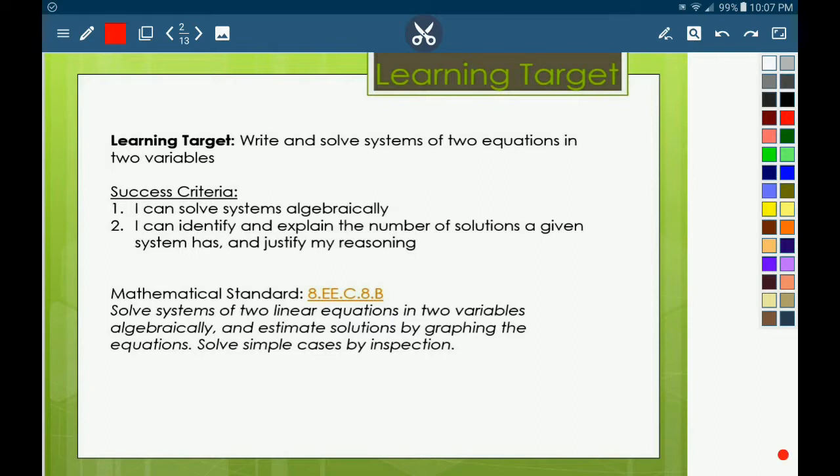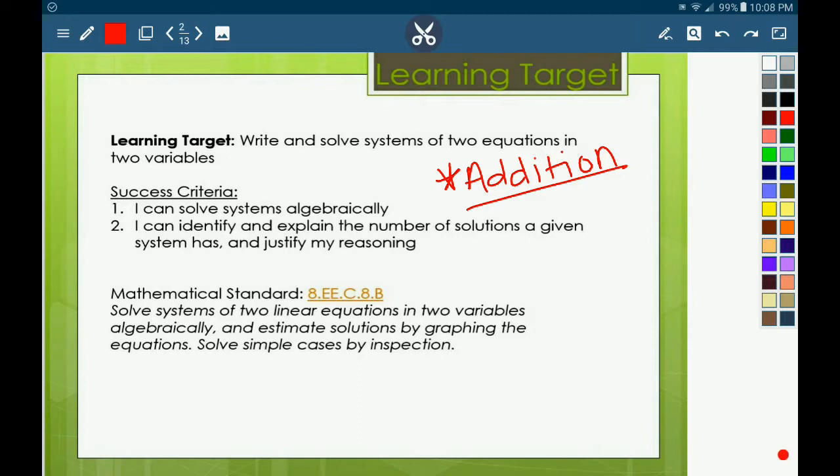Okay, so I'm actually going to put a note on my learning target page. We're going to write and solve systems of two equations and two variables like we have been doing. I'm going to put a little star and say specifically by addition. If I say to solve using addition, I'm talking about using one of the elimination methods.